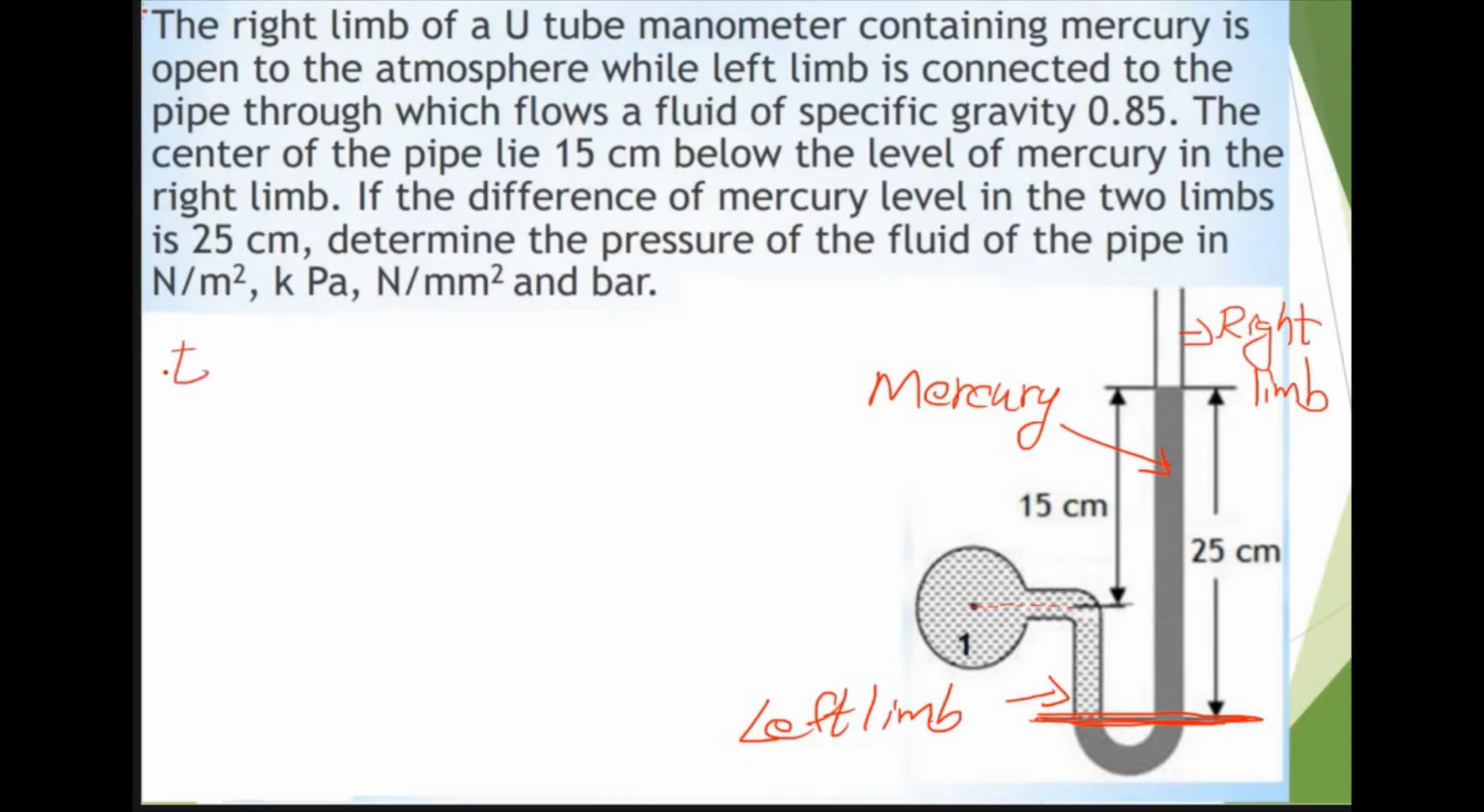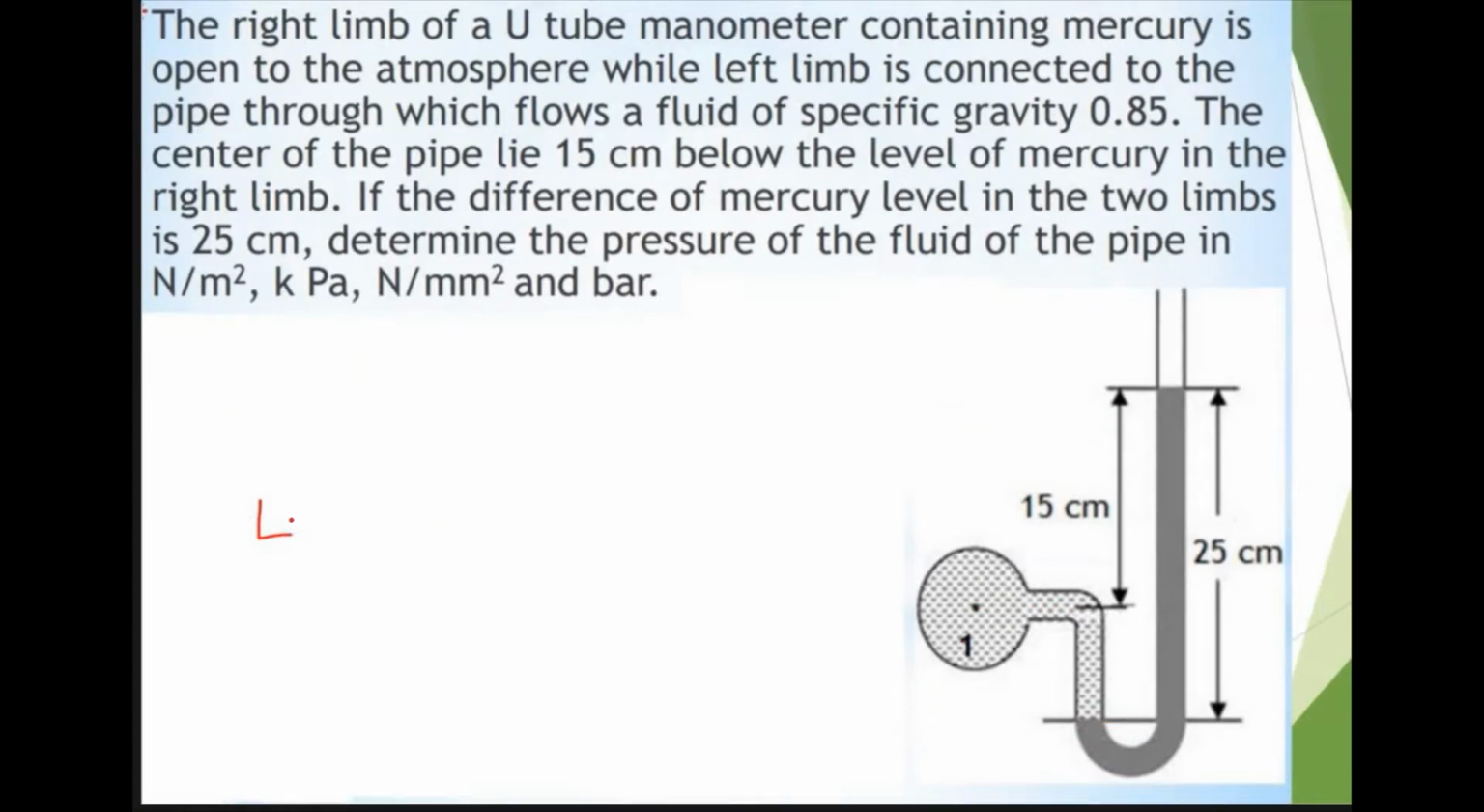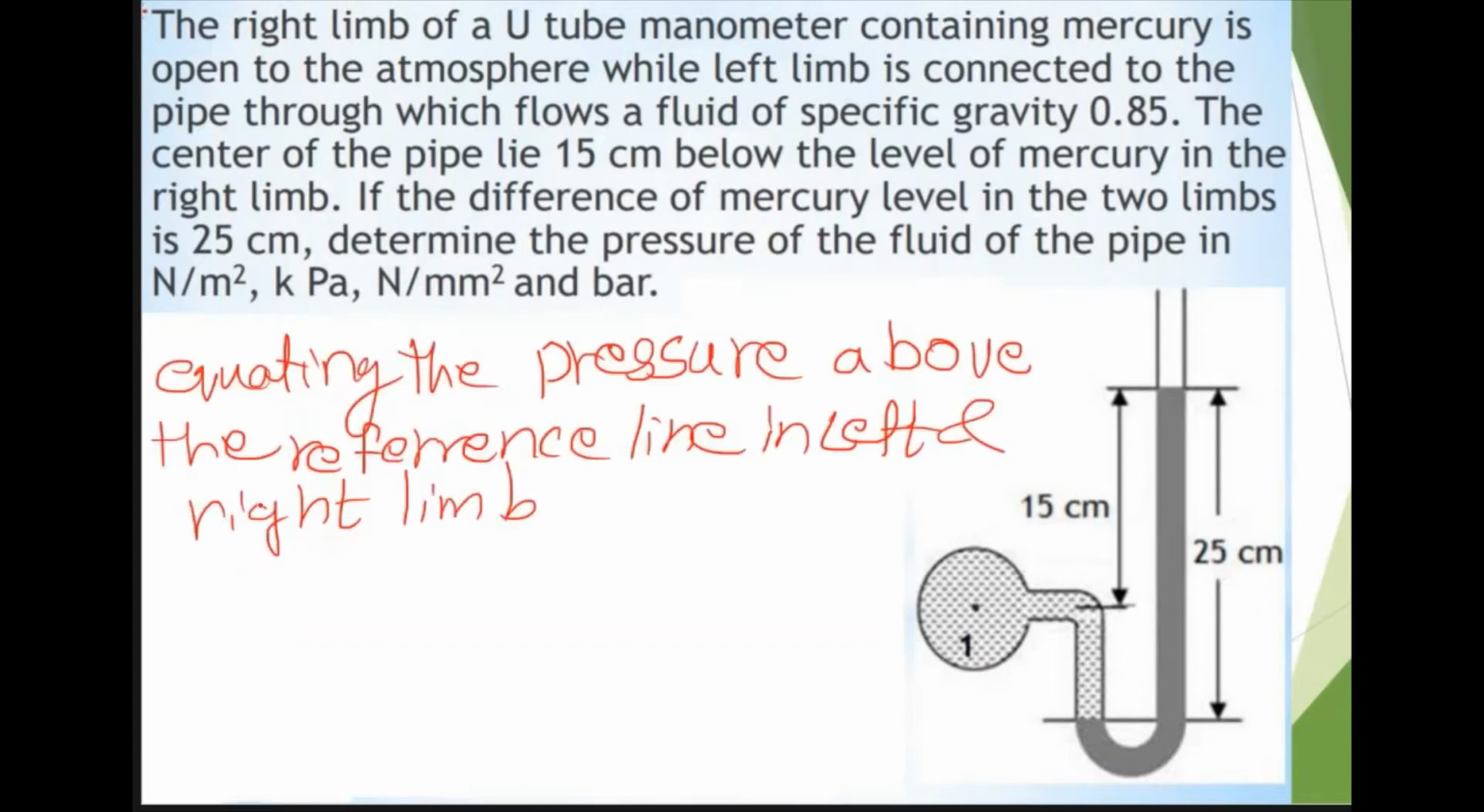Equating the pressure above the reference line in the left and right limb, we can write P plus, what is this P? P is the pressure of the fluid flowing through this pipe.